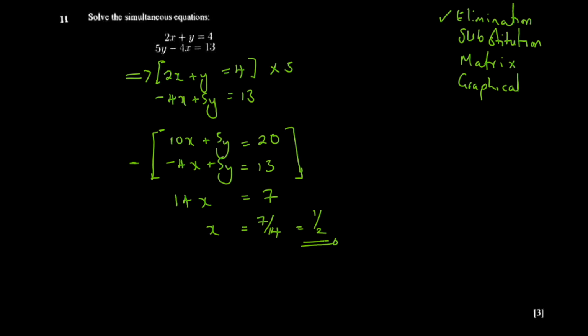With simultaneous equations you have to find both x and y. Sometimes it's a and b, it's still fine, but you have to find both. So here you would take whatever equation is simplest, because you want to find y. The simpler equation to use is the first equation here, 2x plus y equal to 4. Then y equals 4 minus 2x. So y equals 4 minus 2 times x, and x is a half.